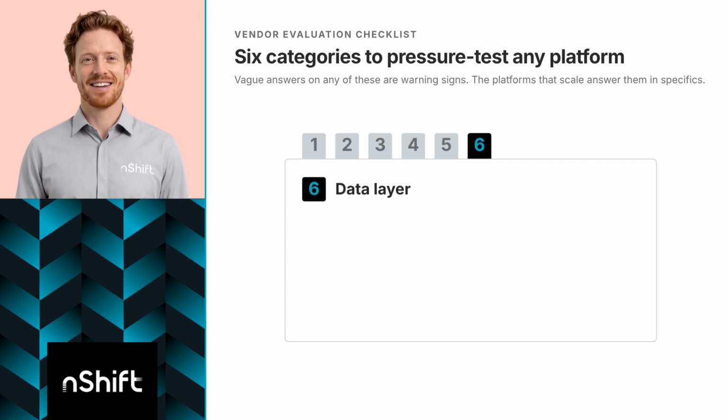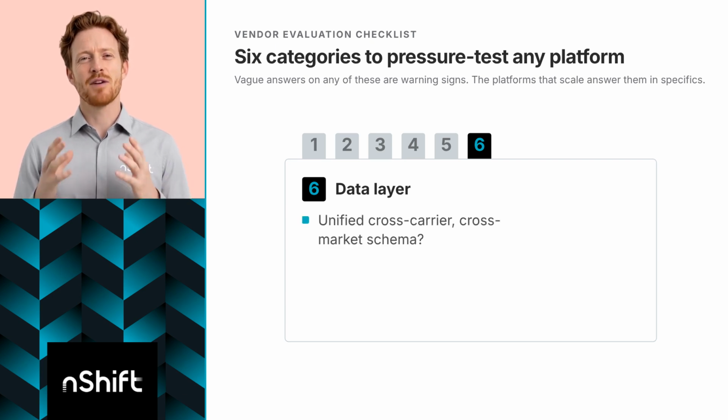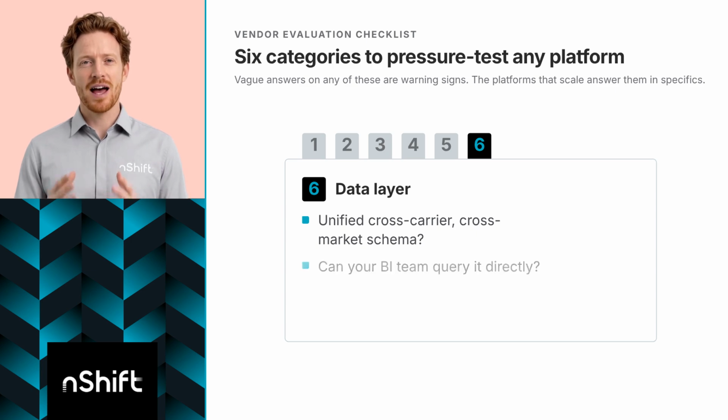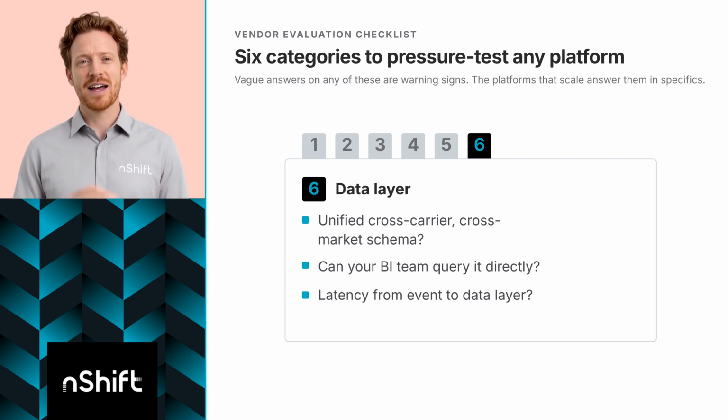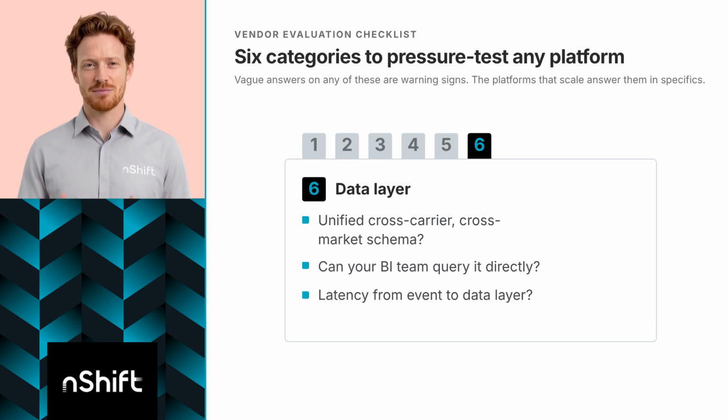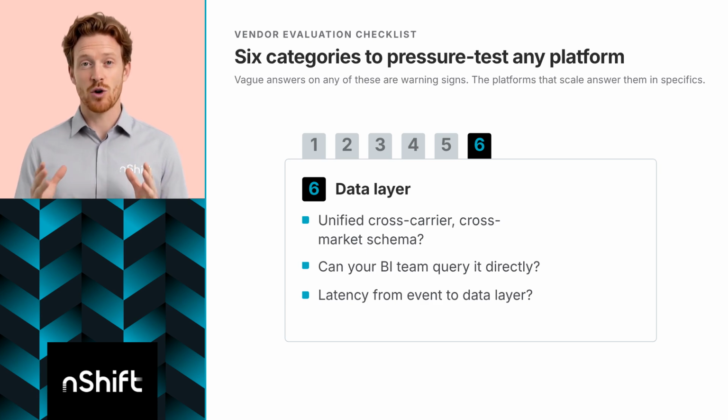Sixth, the data layer. Is there a unified schema for cross-carrier reporting? Can your BI team query it directly? And what's the event-to-data latency? Vague answers are warning signs. The platforms that scale answer them in specifics. The ones that don't, dodge them entirely.